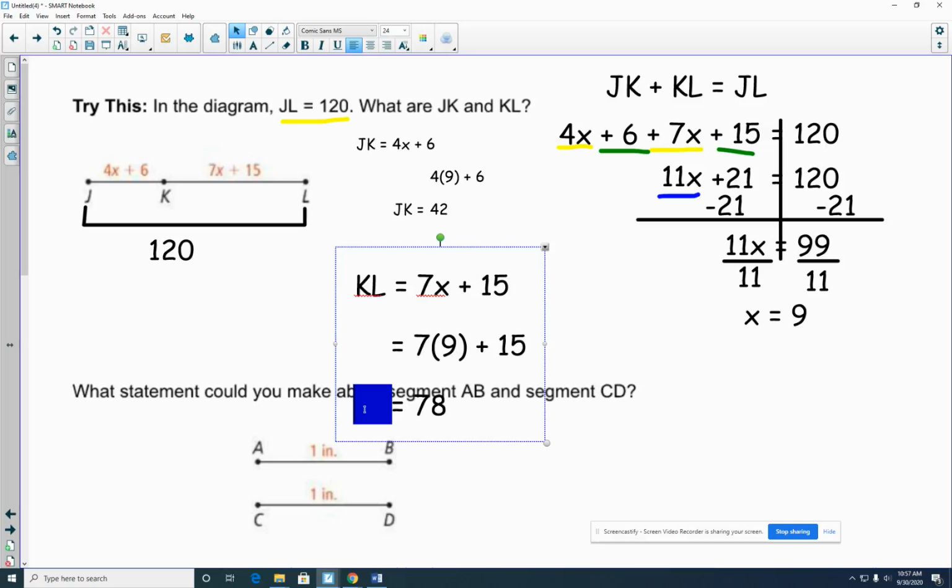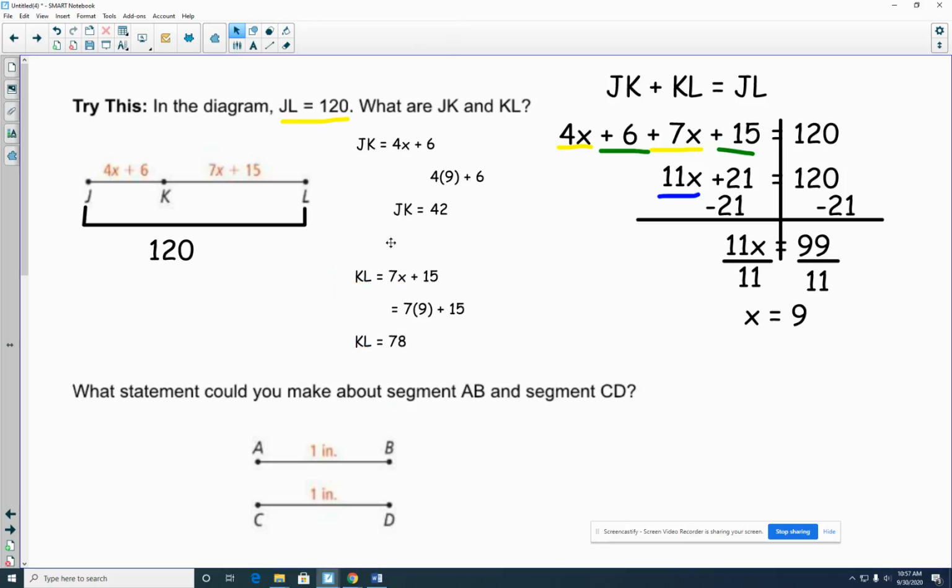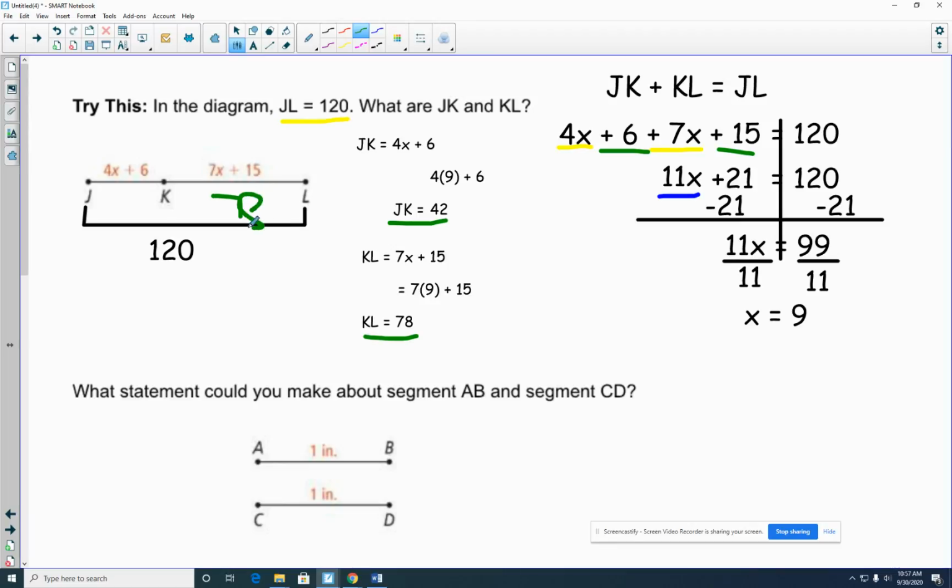So KL equals 78. I'm going to shorten that up. The values we were looking for were JK and KL. So we have JK is 42, KL is 78. And again, it has to add to 120. So 78 plus 42 is indeed 120, so I know we're good. Okay, so that's how we use segment addition to solve for segment length.